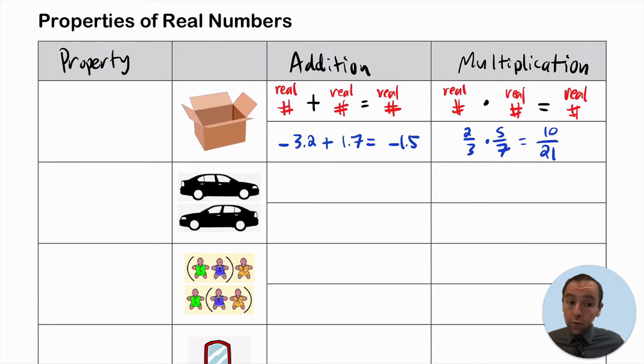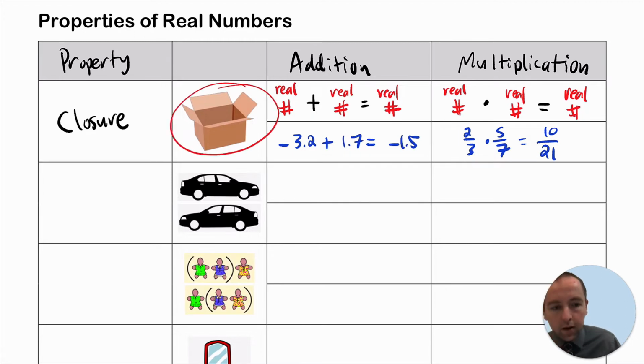I haven't named this property yet. The name of this property that I'll give to you now is called the closure property of, and then after that word of, you could either fill in the word addition or multiplication, depending on whether you're using the operation of addition or multiplication. The reason why closure makes sense, I'll use this box to help explain that.